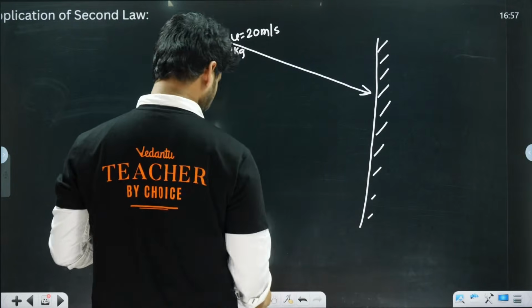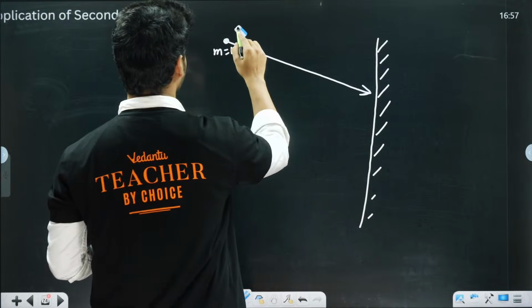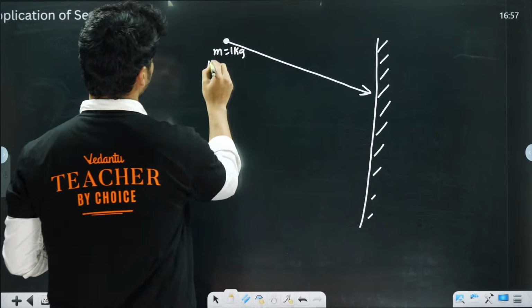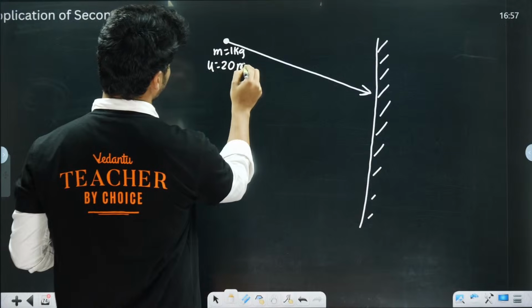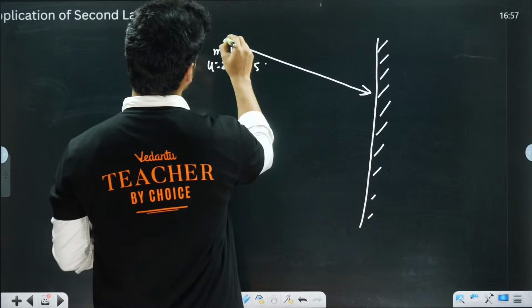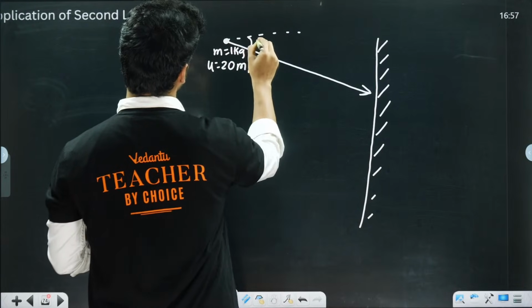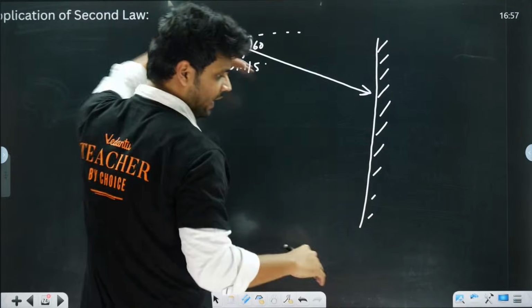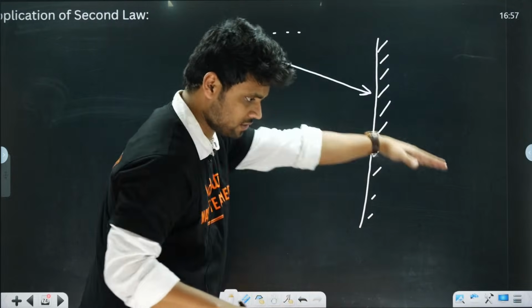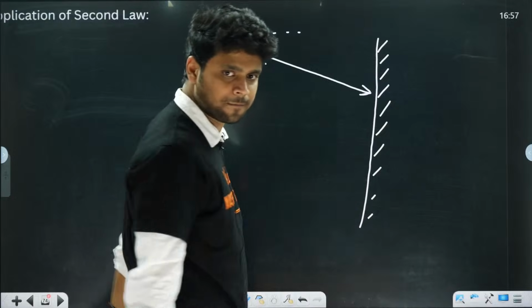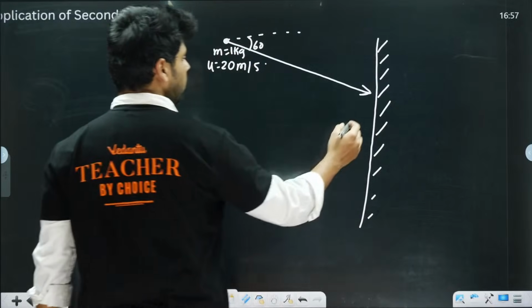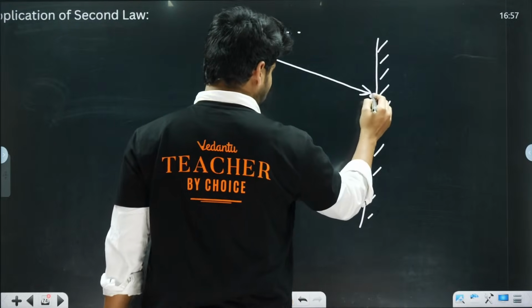Okay, I'll do one thing. I'll remove the speed from here and write it here. u is equal to 20 meter per second. Look everyone, this angle is 60 degrees. So it goes like this, and it is hitting at this point.